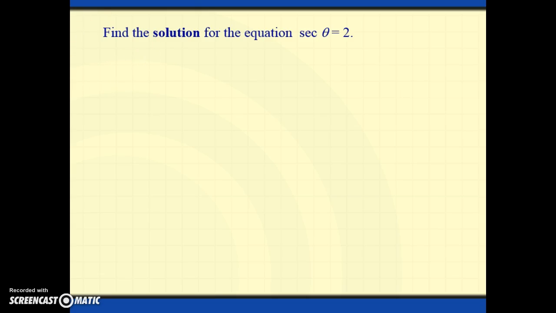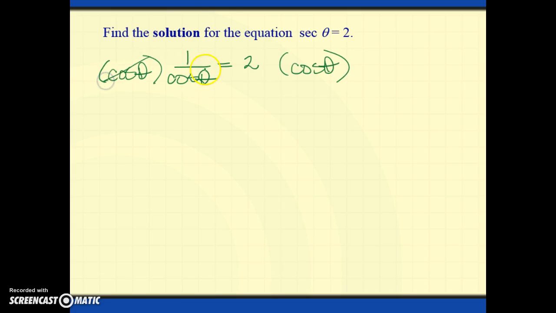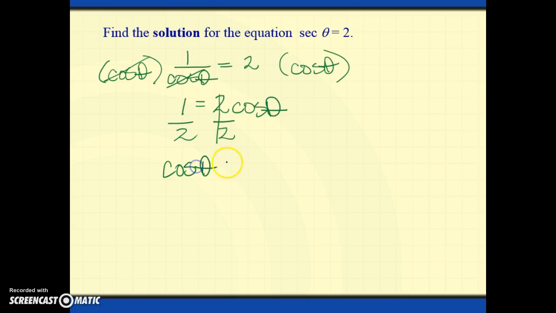Here's one with the secant of theta, which we know is 1 over the cosine of theta. So if 1 over the cosine of theta is 2, I'm going to solve this for cosine by multiplying both sides by the cosine of theta. Those two have a value of 1, so 1 equals 2 times the cosine of theta. Now I'm going to divide both sides by 2, so the cosine of theta now equals positive 1/2.